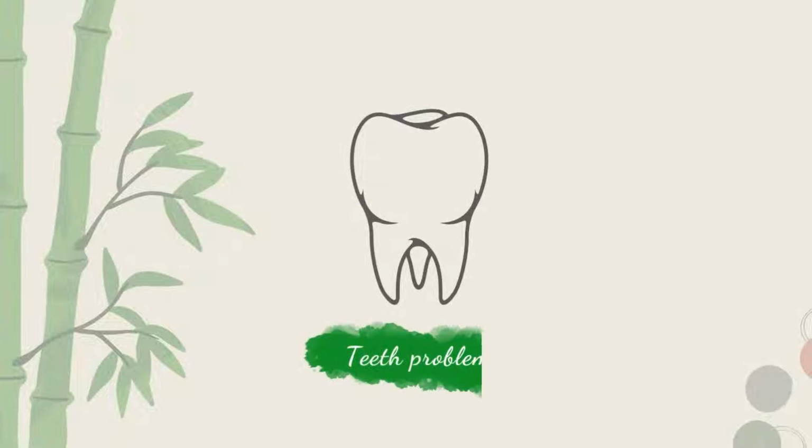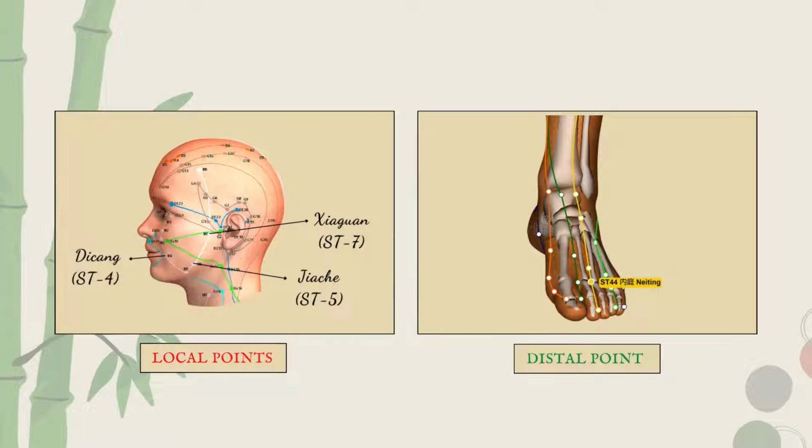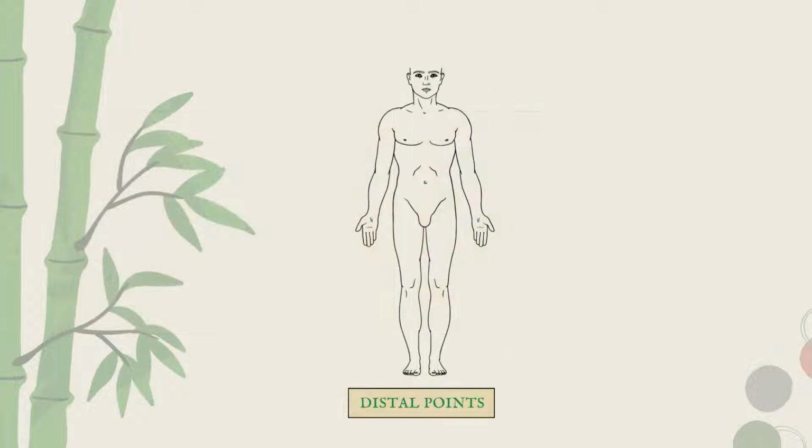Another example is teeth problems with pain and swollen gum. In this case, Di Chang, Jie Zhe, and Sa Guang are the local points, while Nei Ting is the distal point. And as you can see, all those acupoints belong to the stomach channel. It means distal points are usually situated on the arms and legs, and specifically those below the elbows and knees.